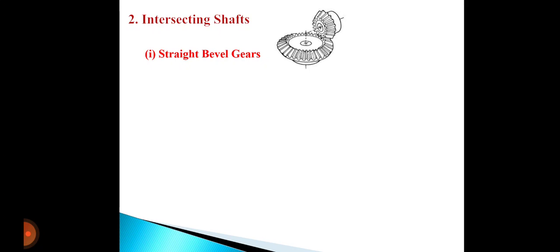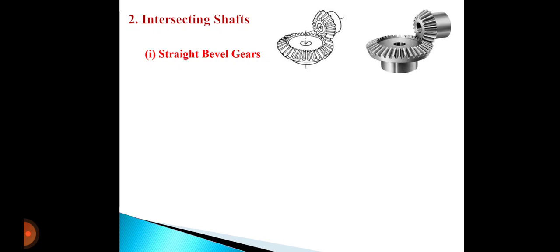Intersecting shafts. So, straight bevel gears. Kinematically, the motion between two intersecting shafts is equivalent to the rolling of two cones, assuming no slipping. The gears in general are known as bevel gears. So, in the diagram there is a diagram of bevel gears.